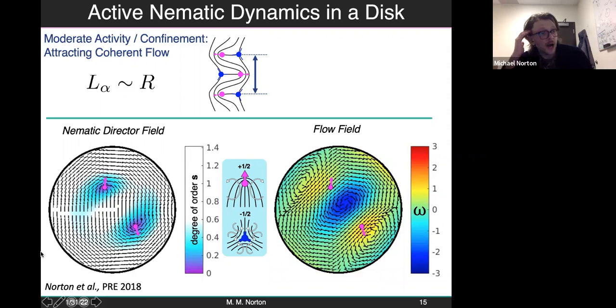That's a great question. I'll touch on that a little bit more later for other geometries. For this particular activity value, this was the only attractor that we found. So there's this attractor, and then there's the mirror image of it, that appear to be the only stable attractors. And that's actually going to be the purpose of the control. It's going to be flipping between these two attractor states.